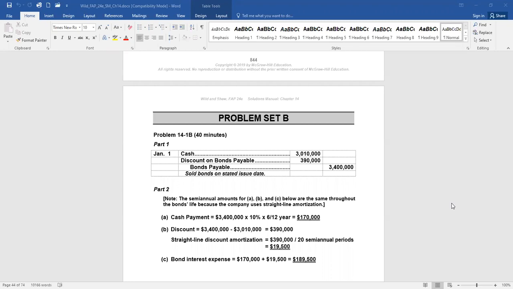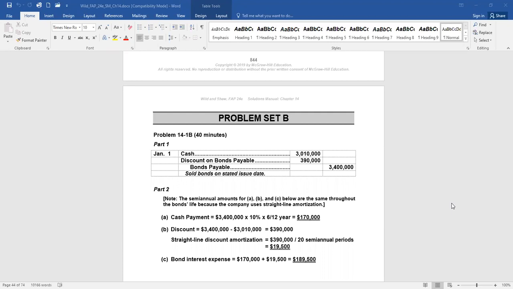Also, they get to now recognize some of that lump sum interest, the discount, each interest payment date. So they divide it equally. Of the $390,000, there's 10 interest payments. Or I'm sorry, 20 interest payments. It's a 10-year bond, twice a year. So each interest payment date, they're going to move some of that discount on bonds payable out of that account and put it into interest expense.